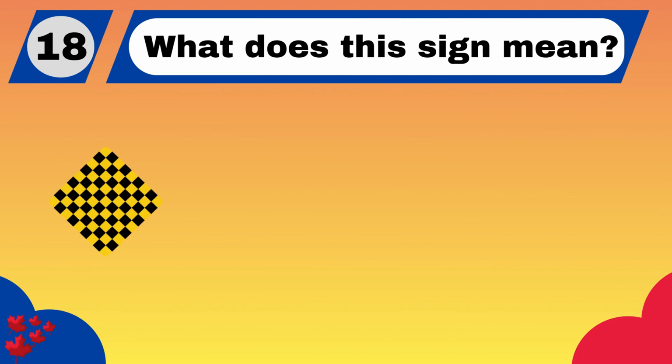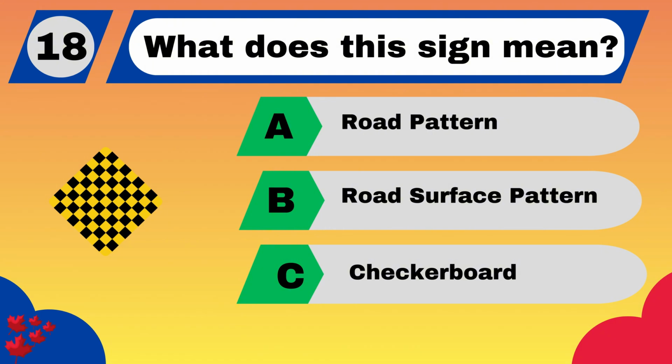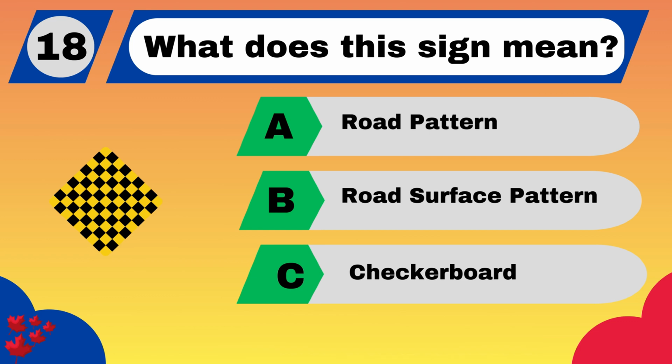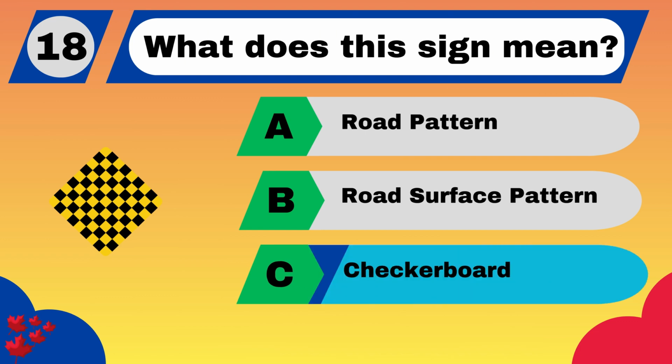Question 18. What does this road sign indicate? A. Road pattern. B. Road surface pattern. C. Checkerboard. Well done. C. This sign represents a checkerboard pattern on the road.